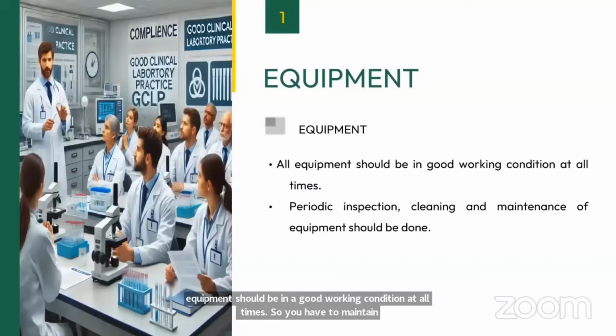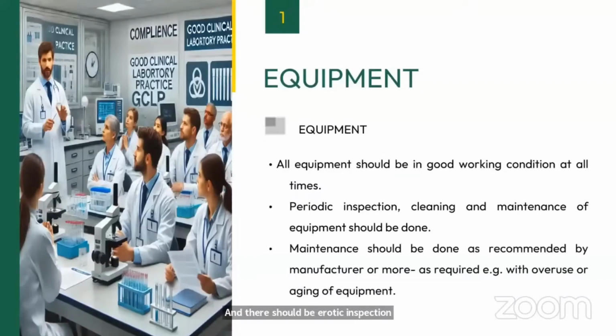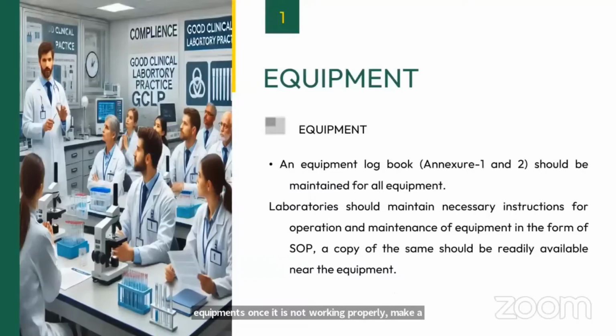There should be periodic inspection, cleaning, and maintenance of the equipment. Maintenance should be done as recommended by the manufacturer. So don't overuse, and don't use any outdated or aged equipment. Once it is not working properly, do proper maintenance of that equipment. An equipment logbook should be maintained for all the equipment.